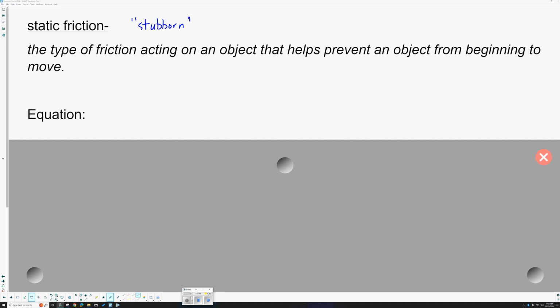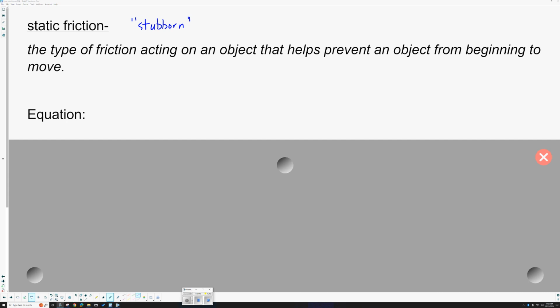So static friction varies with how hard I push. Unlike kinetic friction, if the desk is moving, the force of kinetic friction is a constant. It doesn't matter how fast it's moving, how slow it's moving. Once we have an object that's moving, kinetic friction is the same value no matter what. But static friction is stubborn. It pushes harder as I push harder, unless I push harder than the maximum possible value.